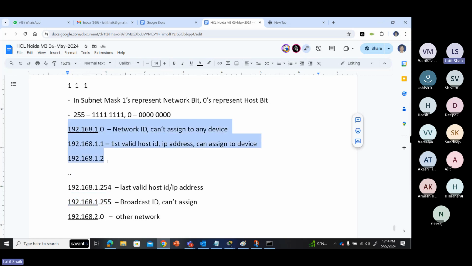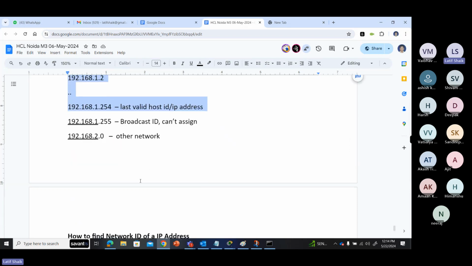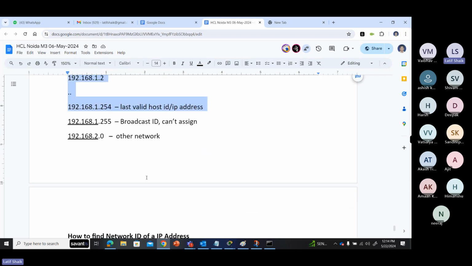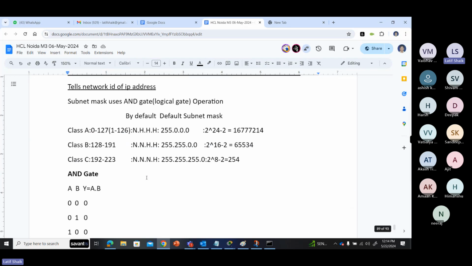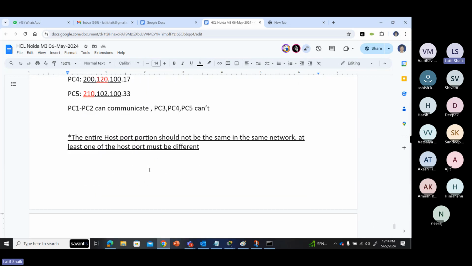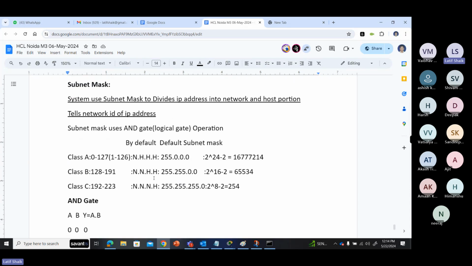If you write a network out completely, this is the starting network ID and the last one is the broadcast. In between, all are valid hosts. These host IDs we can assign to the devices. We also discussed whether devices can communicate or not, whether these devices can communicate or not.